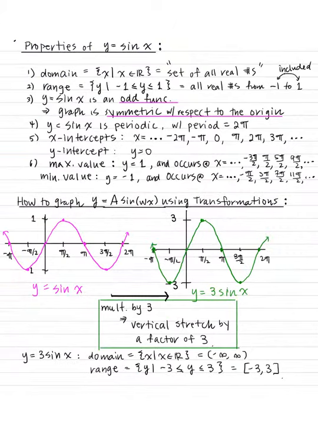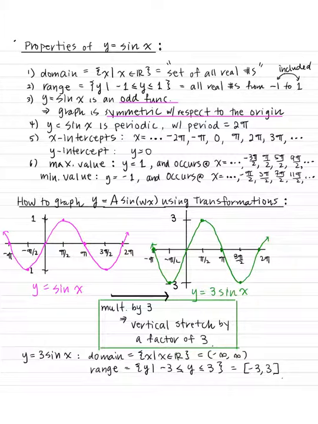Okay, so the next one is the properties of y equals sine of x. We've studied this before in previous sections, but let's just do a little summary. The domain is the set of all real numbers. Range goes from -1 to 1. And sine is an odd function. Now, if the function is odd, when you graph it out, the graph is going to be symmetric with respect to the origin. Sine of x is periodic with period 2 pi.